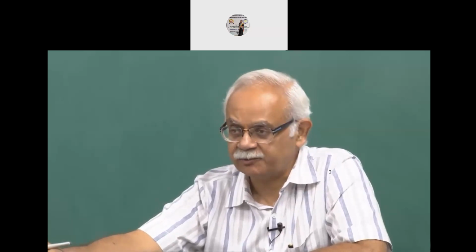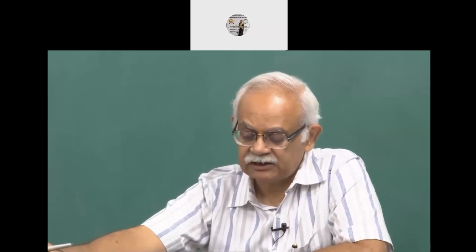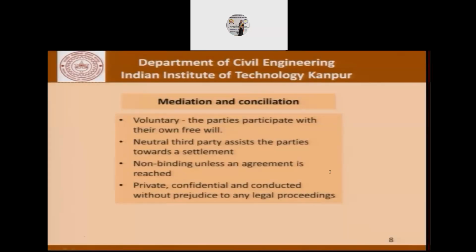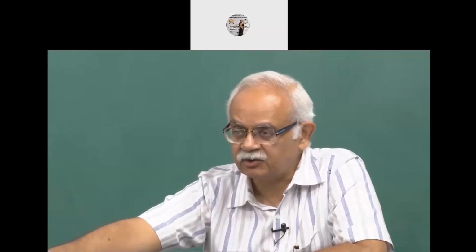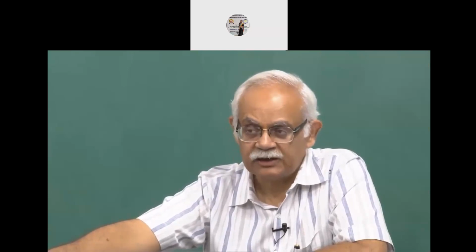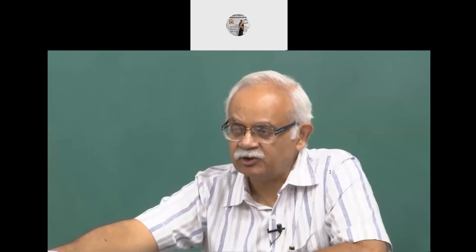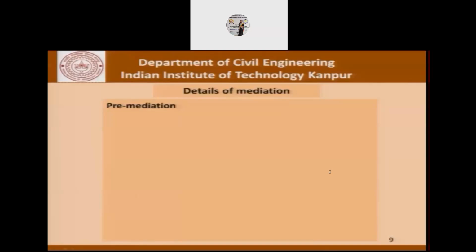The whole process is private, confidential, and without prejudice proceedings. What does it mean? Without prejudice proceedings means that even though there is mediation, one party can decide to back out, and that option is always open. That is not the case when it comes to arbitration, a legal proceeding. That is not what is possible there. Now, aside from that, what are the details of this mediation process?